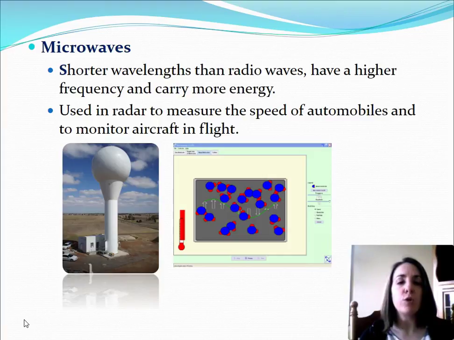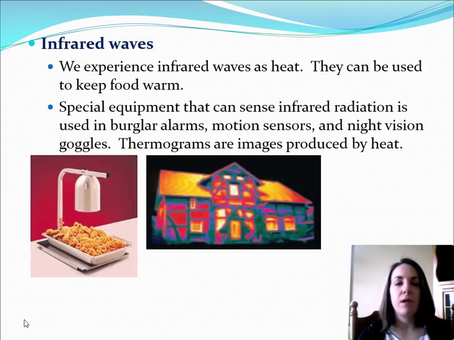Microwaves are shorter wavelengths than radio waves, so they have a little bit higher frequency and carry a little more energy. And there are several uses. Obviously, we know that we use them in our microwaves to cook our food. The reason that they can warm up our food is because they actually cause the particles to move, and that creates heat. Microwaves are also used in radar, so measuring the speed of automobiles, and also in monitoring aircraft when they are flying, so aircraft control.